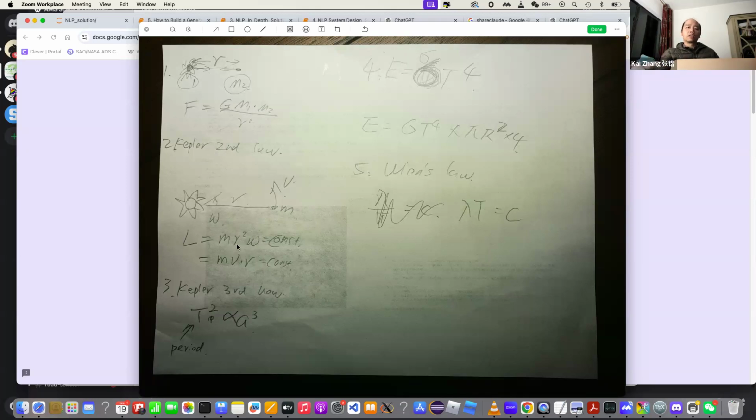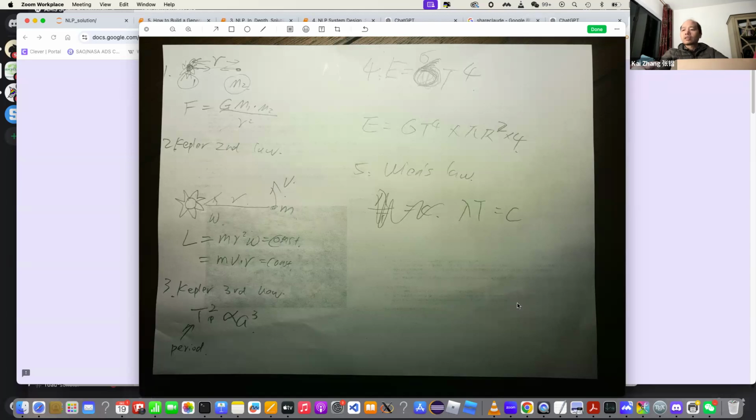Then to keep this constant, r square needs to be a factor of 2 smaller, because omega is faster. Omega is 2 times bigger, and r square is 2 times smaller. If omega is 4 times bigger, r square is 4 times smaller, and r is about 2 times smaller.